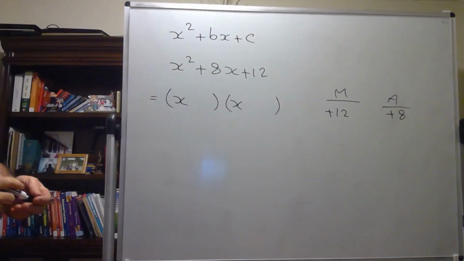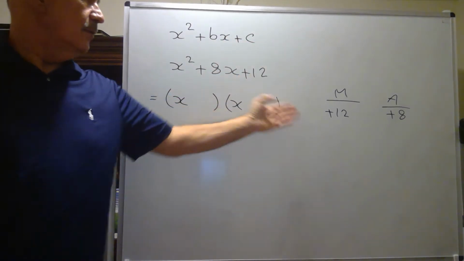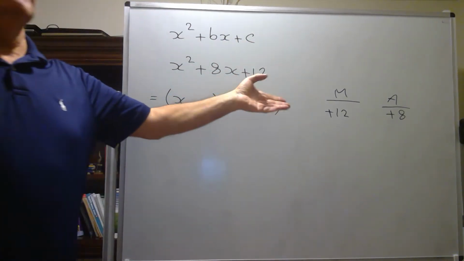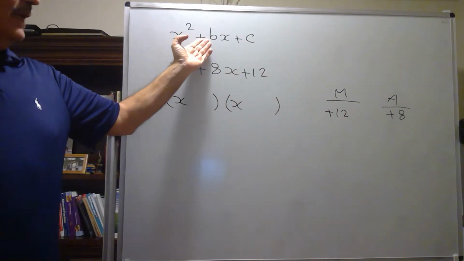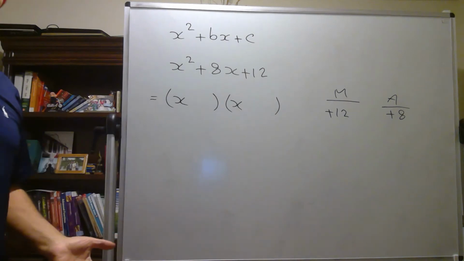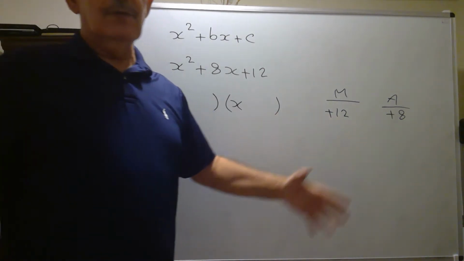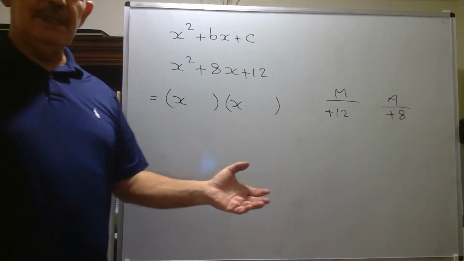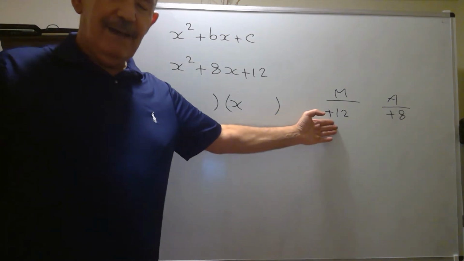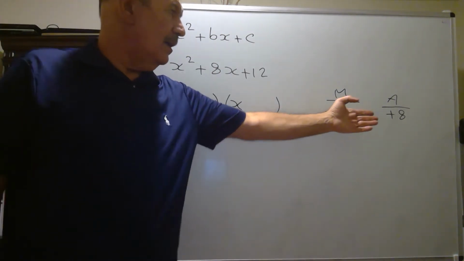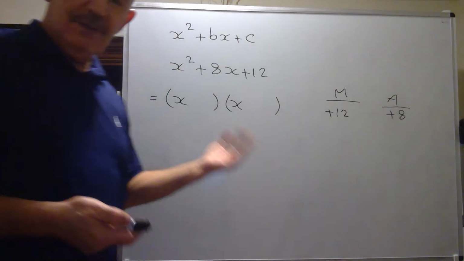As you see, when we multiply these two numbers, the result should be c, or in this case, positive 12. When we add these two numbers, the result should be positive 8, or b. How can we find the numbers? Sometimes the numbers come to your mind instantly, or very quickly we can find the two numbers. If the numbers don't come to your mind, just find all factors of 12. Let's say the numbers are not coming to my mind. Find all factors of 12.